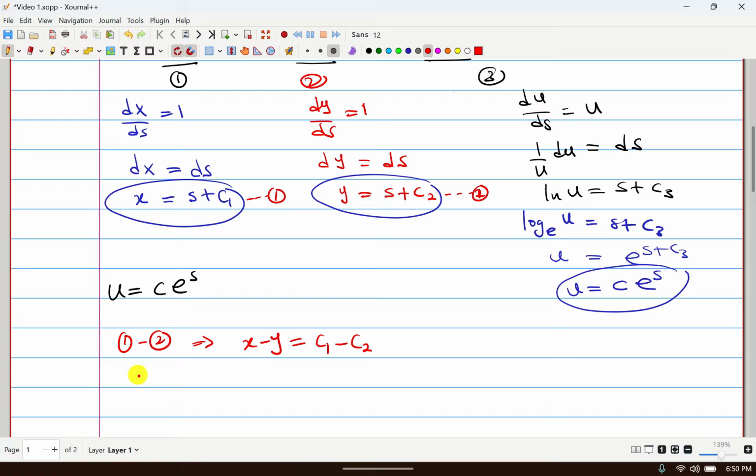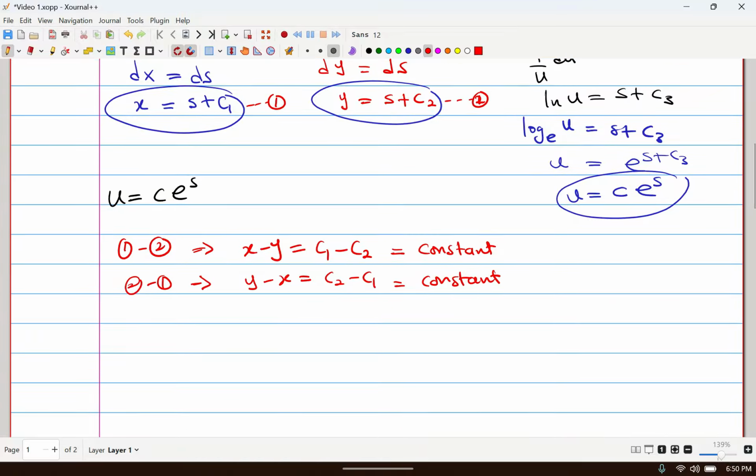And if you do the other way, 2 minus 1, you're going to get y minus x is equal to c2 minus c1. Now, both c1 and c2 are constants, so their subtraction should give you a constant. So what does that mean? What it means is that the constant part that you see in your final solution for u is equal to this expression here. So the constant c should be the expression x minus y, because x minus y is giving us a constant, and that is the idea we are using to solve it here.